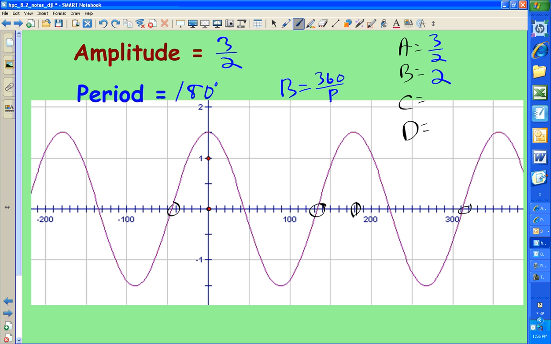These are the details you need to get dialed in on. D is the same for sine or cosine. What's D going to equal? 0. D value is going to be the y coordinate of the axis. Well, this one's still using the x-axis. We're not moving up or down yet. Right, Andrew?